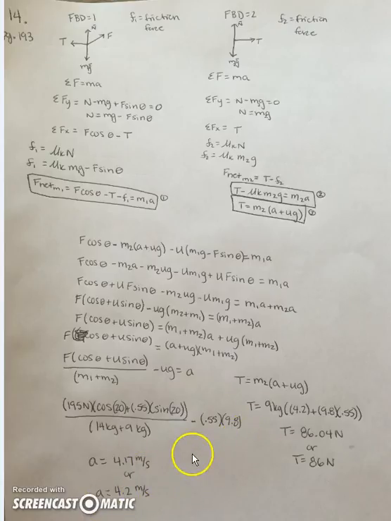And then once you have the acceleration, you can come over here and find the tension. The tension is equal to m2 times (acceleration plus mu sub k g). Plug in what you know, and the tension is 86.04 newtons, or 86 newtons.